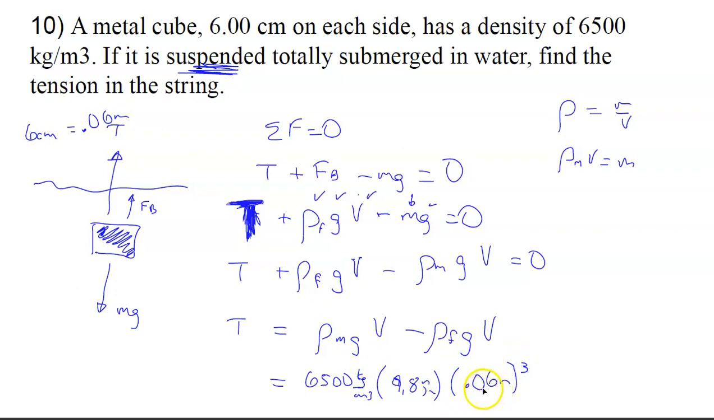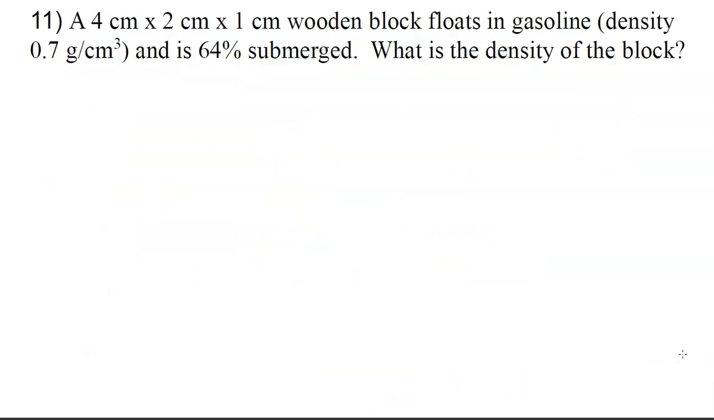I'm cubing it because that's on a side. The volume of a cube is equal to the side cubed, and would look like that. Over here, the density of the fluid is 1,000 kilograms per cubic meter, this is in water. Got 9.8 meters per second squared. I got 0.06 cubed. Okay? Go for it. You can do that. And that will be how much the string has to pull up. All right? Buoyant force helps a little bit, but I got to hold it with a string too.